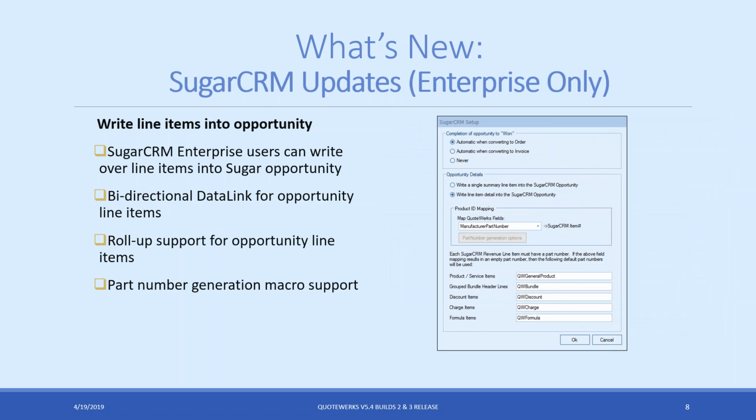For Sugar users, if you are on enterprise version of Sugar, you now have the ability to write line items into the Sugar opportunity. We also supported bi-directional data link for opportunity line items, as well as roll-up support for those line items, and the part number generation macro. So if you are using Sugar Enterprise, you'll have quite a bit of new functionality that's available to you immediately. And like I said, this does support up to 8.3, so you'll be able to use this with the latest version of Sugar.